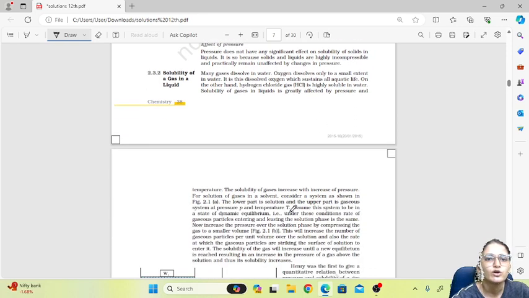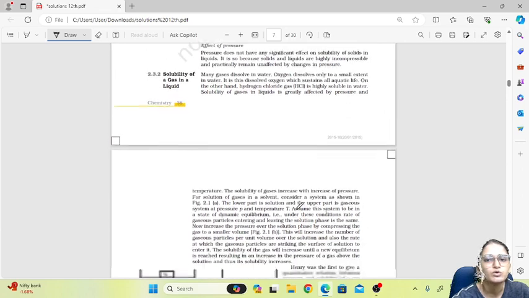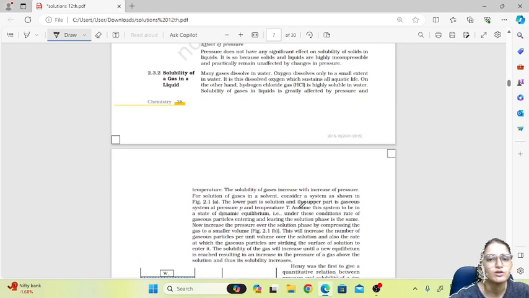Next is the solubility of gas in liquid. The most important example of solubility of gas in liquid is aquatic life. Why aquatic life? They can breathe underwater because gases are soluble in water, especially oxygen. Also, in soft drinks or soda bottles, you can see the gas is filled under very high pressure. So that is the example in this case.